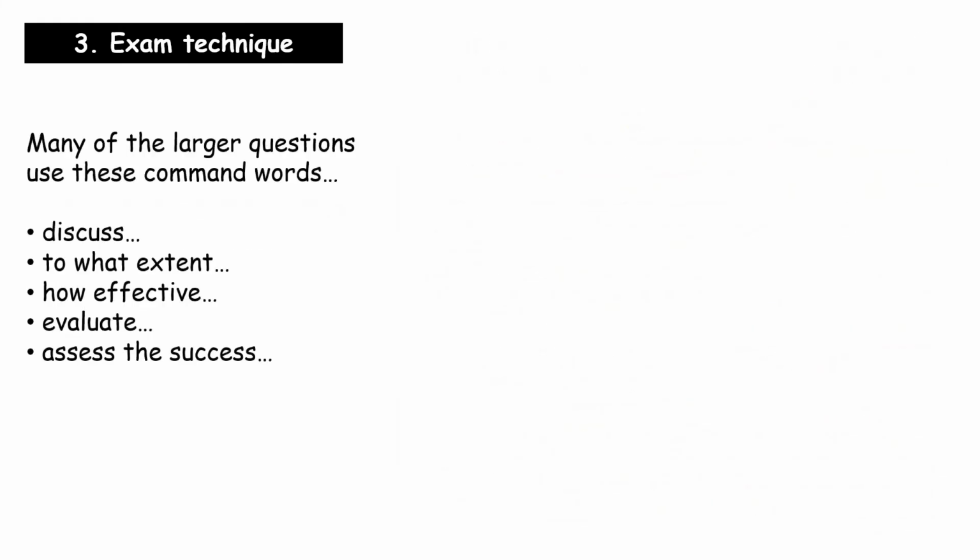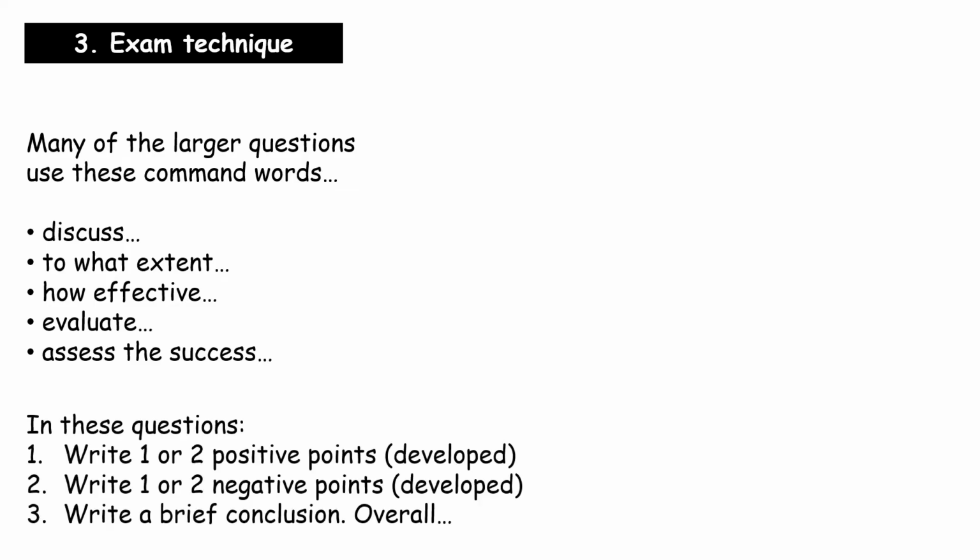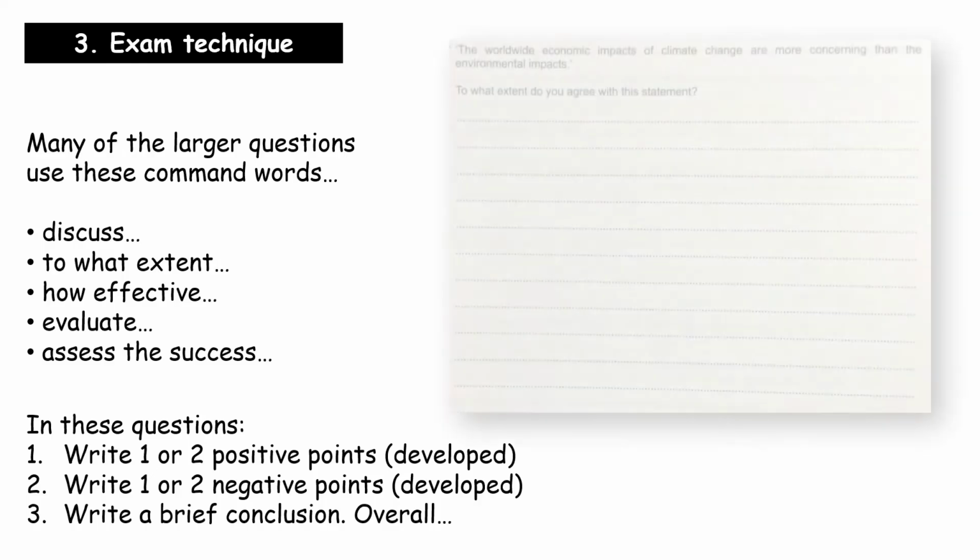Now let's move on. Many of the larger questions use command words such as these: discuss, or to what extent, or how effective, evaluate, or assess the success. Now, all of these questions require you to write 1 or 2 positive points or good things, 1 or 2 negative points or bad things, and then you come up with a conclusion at the end to say overall whether you think it's positive or negative. If you don't understand what I'm talking about, have a look at this example.